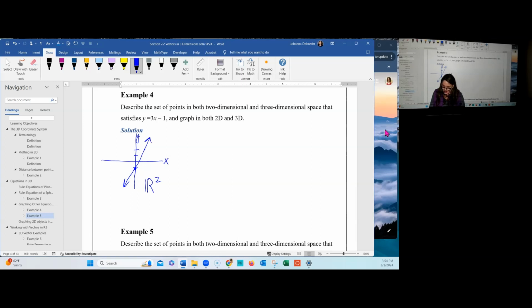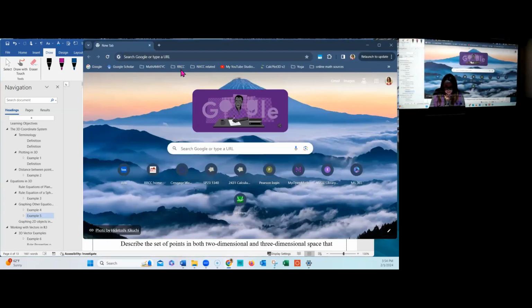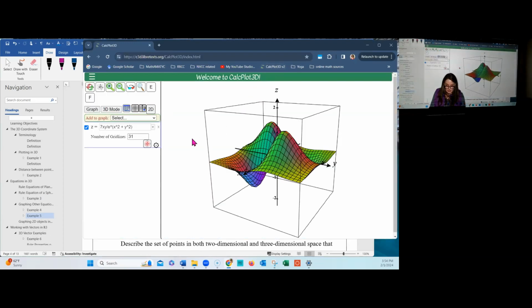So we're going to be using CalcPlot 3D. So let's come over here and I'll click on CalcPlot 3D. This is the home page for CalcPlot 3D. It always looks like this. And I'll put a link for CalcPlot 3D into the lecture notes so that you can see it. So when you're here, this is the home screen. And what we want to do is graph the equation y equals 3x minus 1.